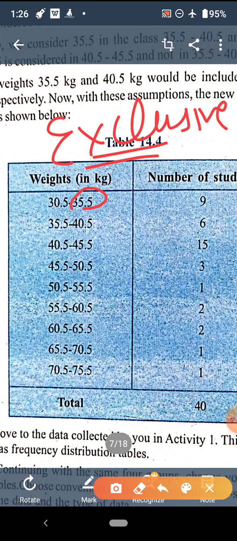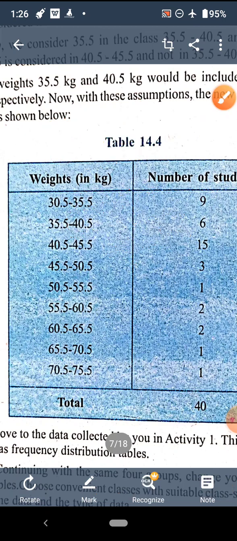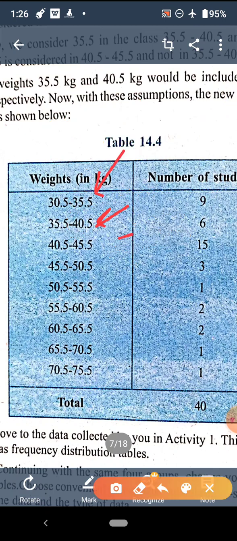It means 35.5 will not be included here. It will be included in this class. If 40.5 data is there, then 40.5 is not included here; 40.5 will be included here. So in an exclusive series, upper limits are excluded. They are included in the next class.